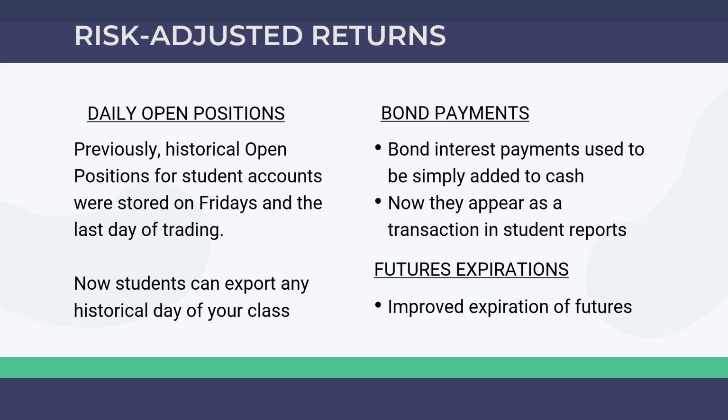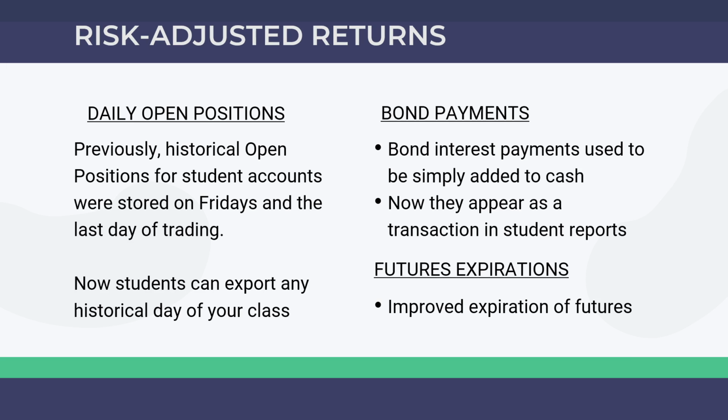Bond payments. We've had more and more fixed income classes using StockTrak, and we've had some pushes to improve our bond accounting. We always have paid out the interest on bonds, but it wasn't really visible for students. It was just added to their cash balances. With this update, students actually see the bond interest as a transaction on their account. So they see when it was paid and how much they got paid. It's a lot clearer for them to understand how their bonds are performing over time.